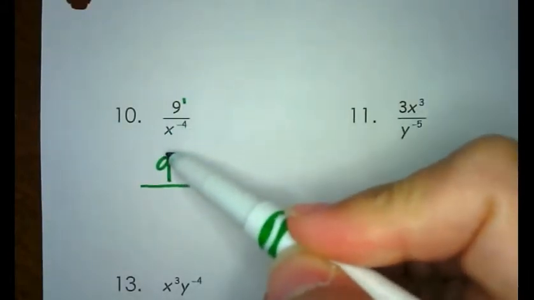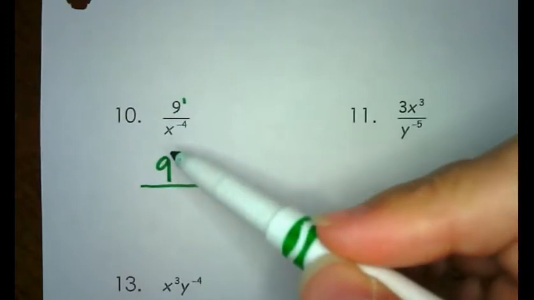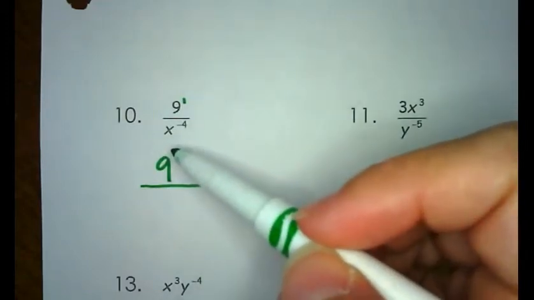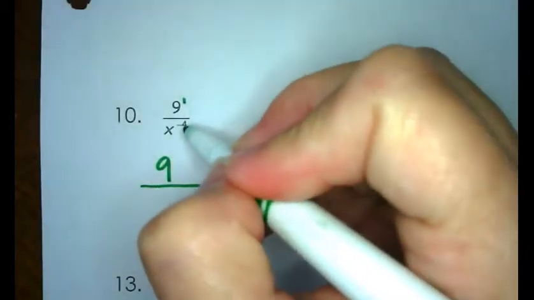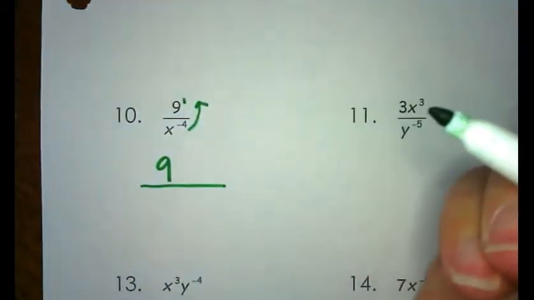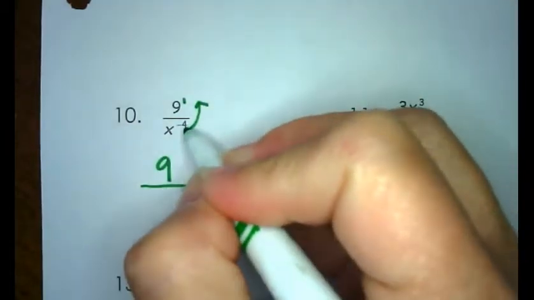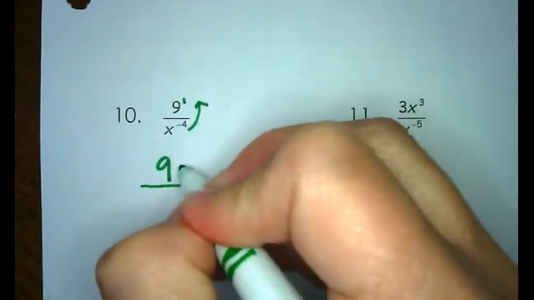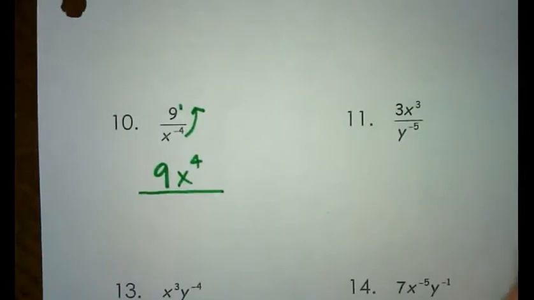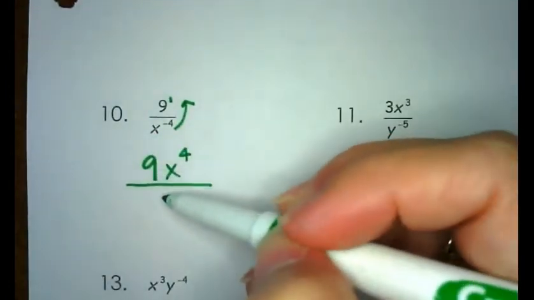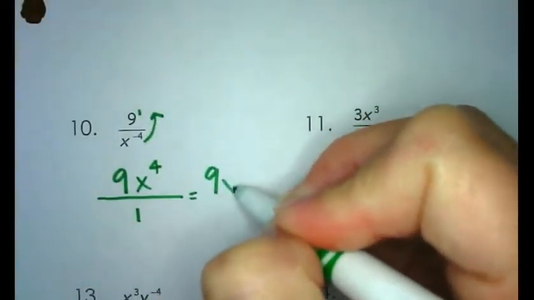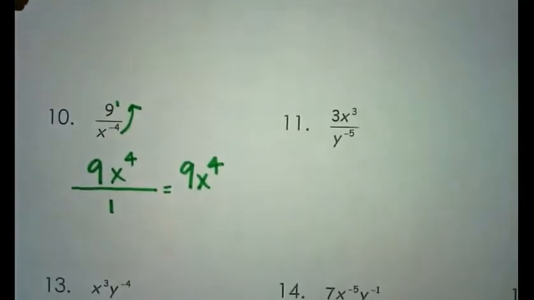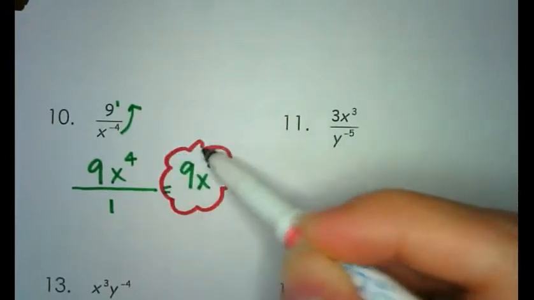Now we have x to the negative fourth, and the x to the negative fourth is unhappy. But not only is this exponent negative, it's negative in the denominator. So in order to make this guy happy, we need to move him up. So x to the negative fourth is unhappy in the denominator, which means he would be happy in the numerator. So what that means now is there's nothing in the denominator, but we never put 0 down there. That's always just equal to 1. So 9x to the fourth is an acceptable answer for number 10. So there's that one.